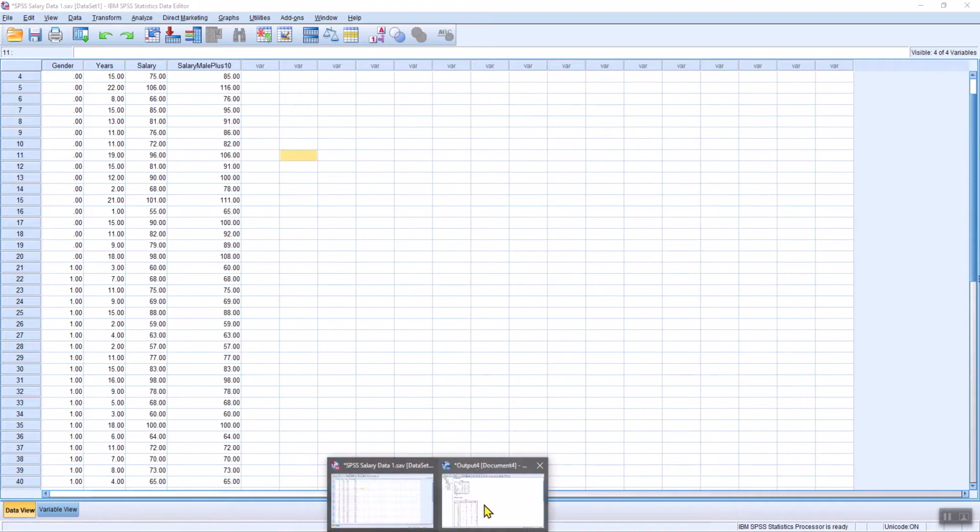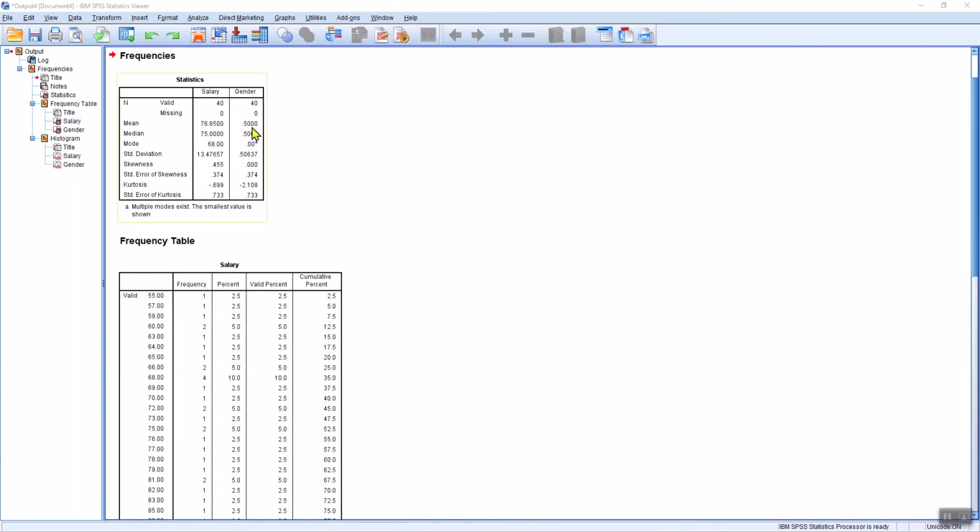If we go back to the output, we can see our different things that we asked for: mean, median, and mode, standard deviation, and skew. Most of these things are meaningless in terms of gender, because gender is a dummy coded variable, 0 and 1. Half of the people were 0 and half of the people were 1. So this column of information really is irrelevant.